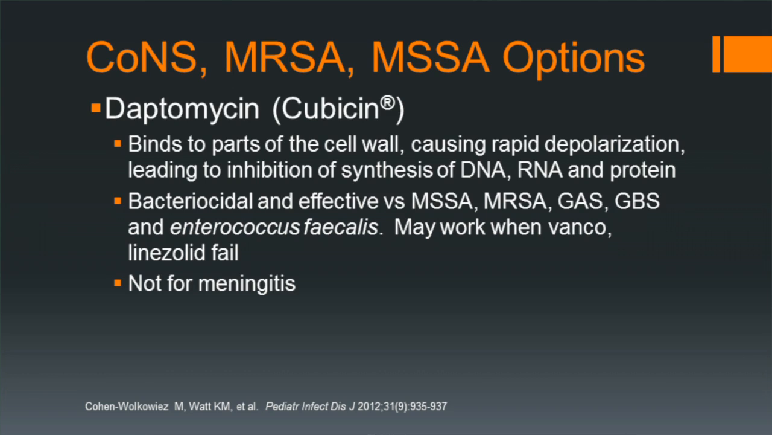Daptomycin is another antibiotic that's directed against staph and strep. It's a somewhat newer medication, works by a different mechanism, but has a very broad spectrum against other gram-positives like Enterococcus faecalis too, and VRE, and would be a good option if vanc or linezolid fail.